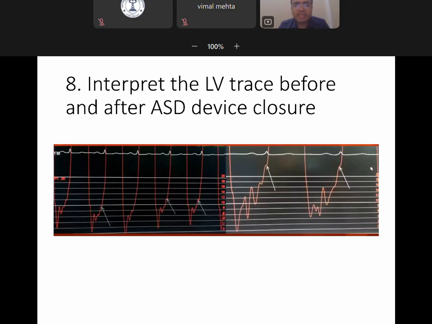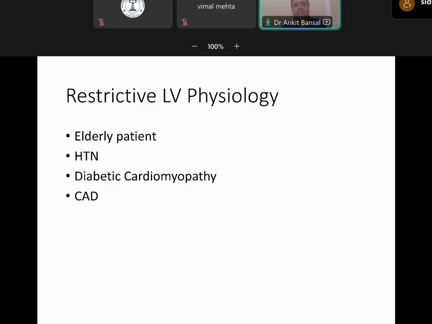So interpret the LV trace before and after the ASD device closure. Very good. So again, we draw a line from the R wave. So this is the LV EDP. And after the ASD device, the LV EDP has almost tripled. So LVEDP has suddenly increased after putting the ASD device. So this is a restrictive LV physiology.